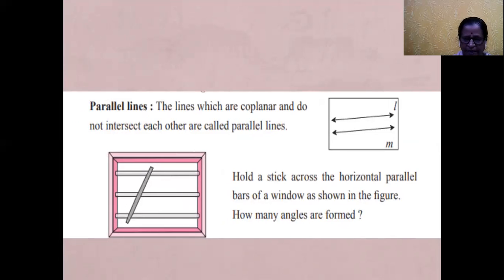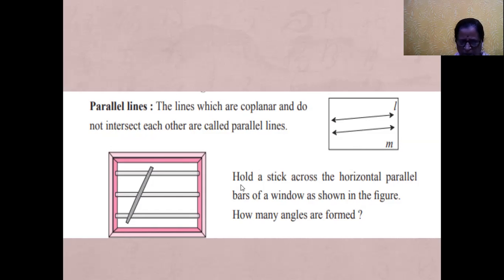Before this standard, you have studied parallel lines, but this year also we are studying them and using their pairs of angles. These two lines are parallel. The lines which are coplanar and do not intersect each other are called parallel lines.